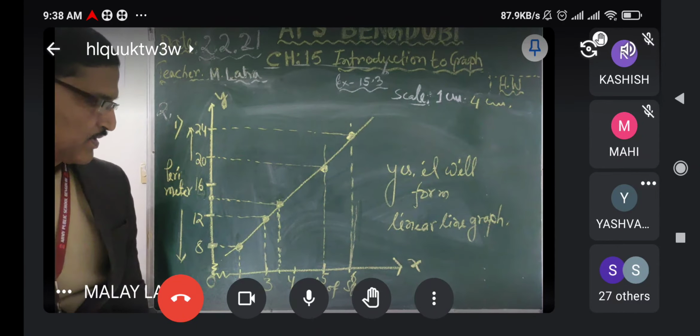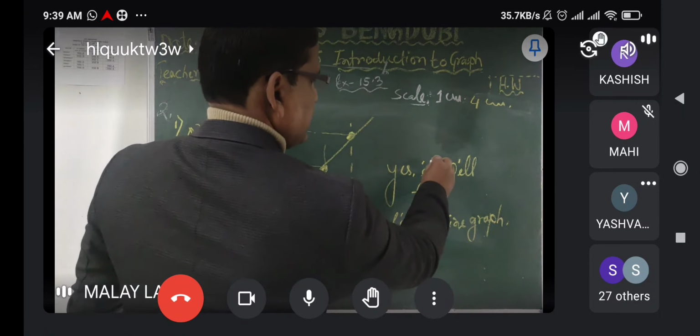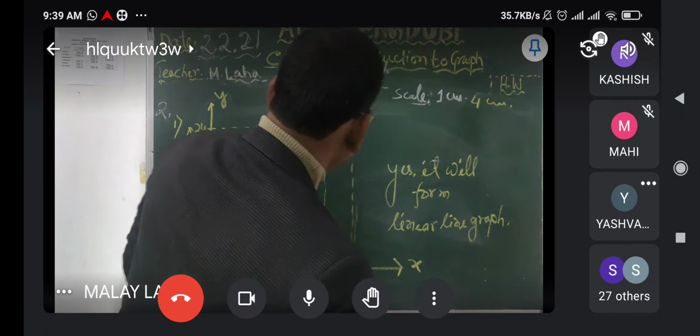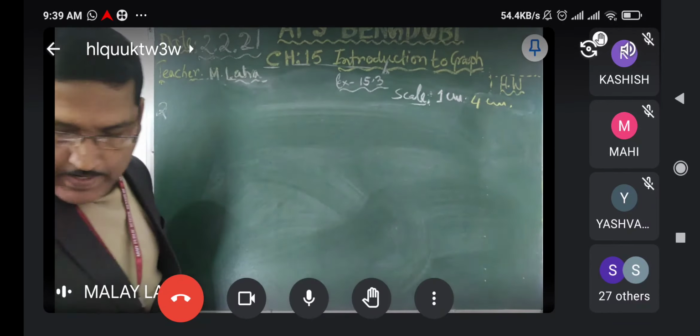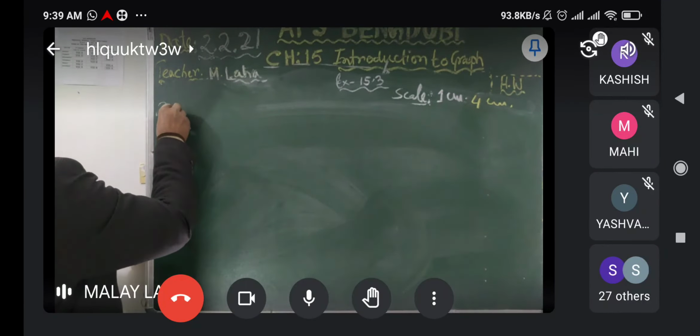Do it. Written? Yes, sir. Now second part, area and sides. Area of the square and side. You have to identify whether it is following a linear line graph or not.